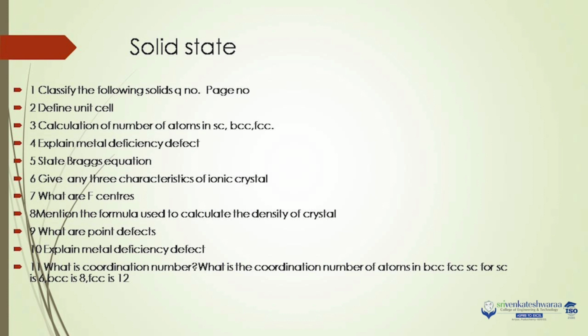Characters of ionic crystal. When you come to the characters of ionic crystals, they have high melting point and high boiling point. They do not conduct electricity in the solid state, but they conduct electricity in the molten state. We can say this about the characters of ionic solids. And what are F centers? F centers are responsible for coloration. F centers are the sites where electrons occupy the interstitial position.